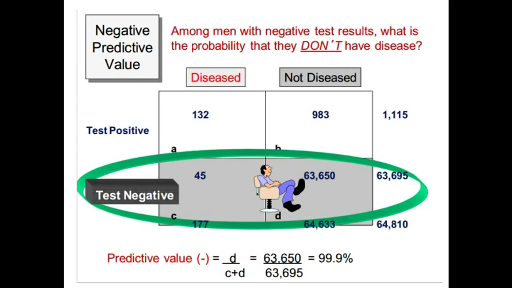Now the next example would be for negative predictive value. As we said, amongst those men with negative test results, what's the probability that they do not have the disease. So this is your negative test result. The total would be C plus D. And from these, how many were not diseased are given by the cell D. So our formula for negative predictive value is D over C plus D. In this case, it is 99.9%. So the interpretation here is, from amongst all those who had a test negative, the probability of being disease free is 99.9%.